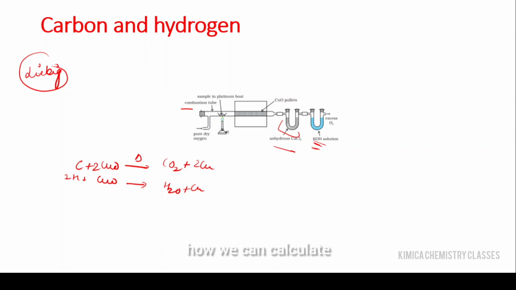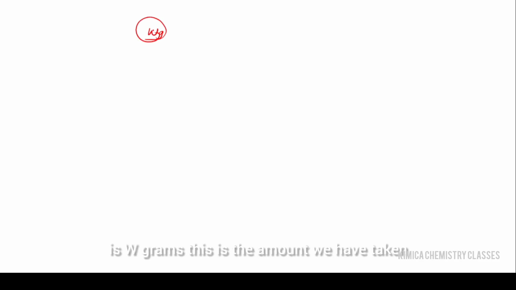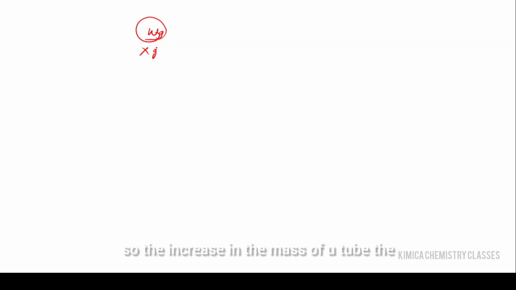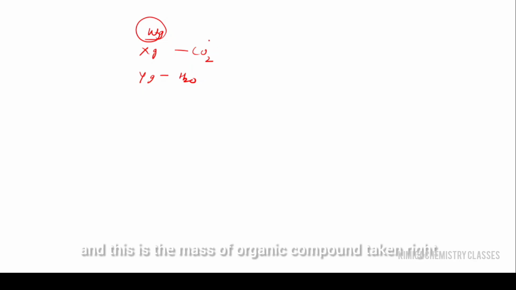So how can we calculate? We can calculate like this: let the mass of organic compound taken be W grams. This is the amount we have taken. The increase in the mass of the U-tube, the mass of carbon dioxide, we take as X grams. The increase in the mass of the U-tube, the mass of water, we take as Y. This is the mass of water, this is the mass of carbon dioxide, and this is the mass of organic compound taken, right?